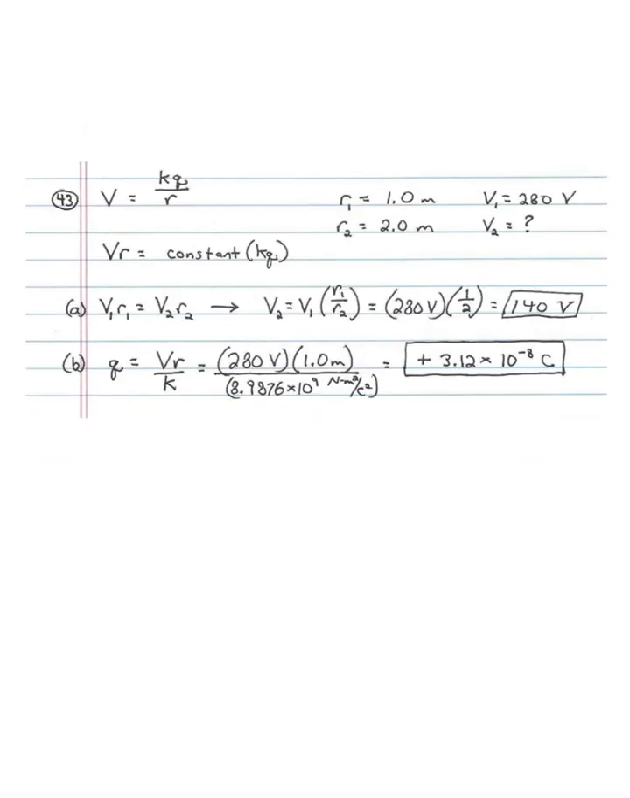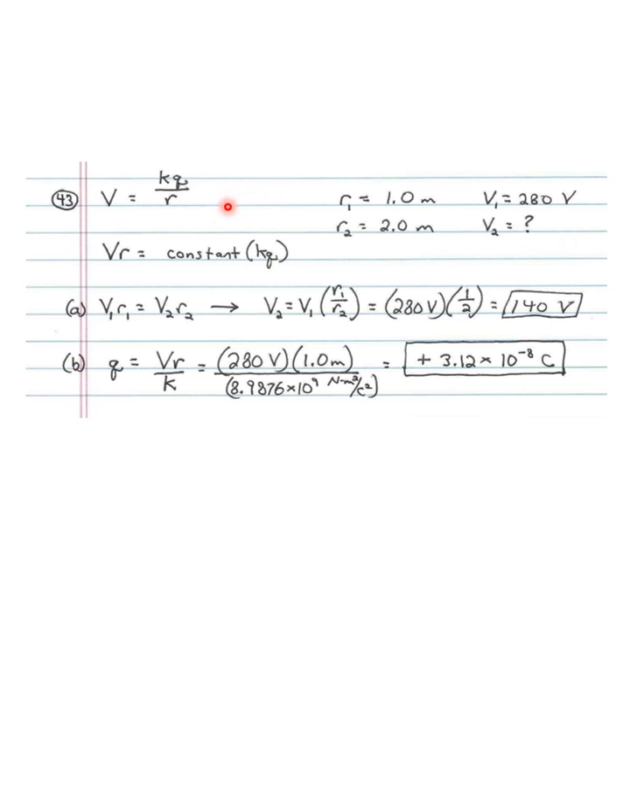Number 43. At 1 meter from a point charge, the electric potential is 280 volts. What's the potential 2 meters from the same charge? And what are the magnitude and sign of the charge? I've written out the relevant formula: potential is kq over r from a point charge. R1 at 1 meter, V1 280 volts, R2 is 2 meters, and V2, that's what we want to solve for.